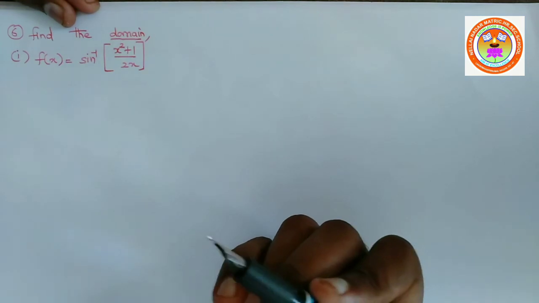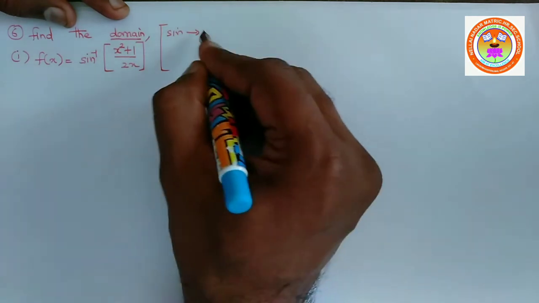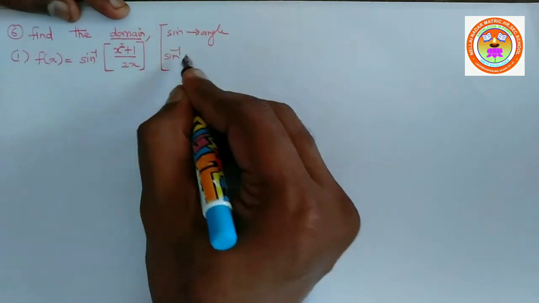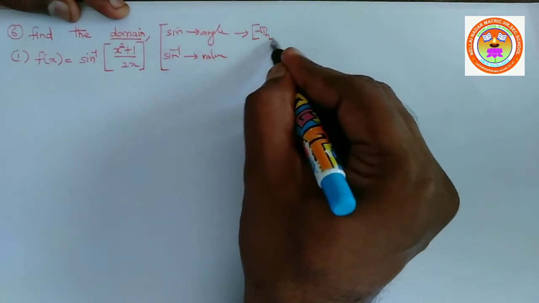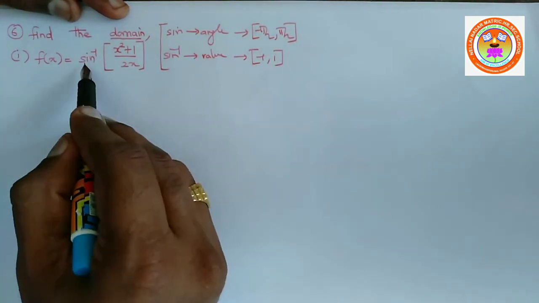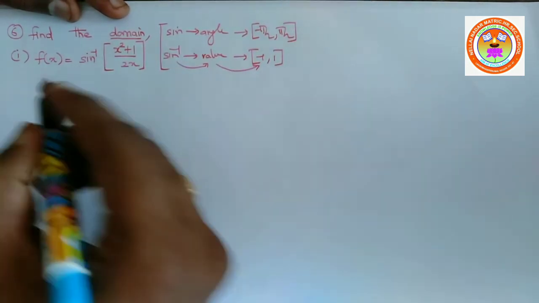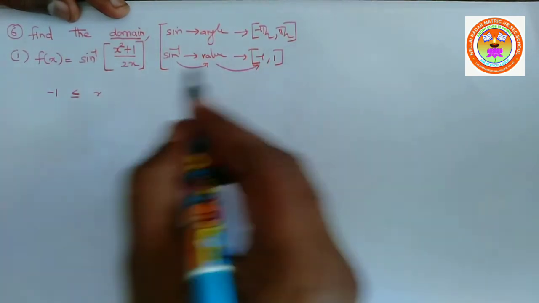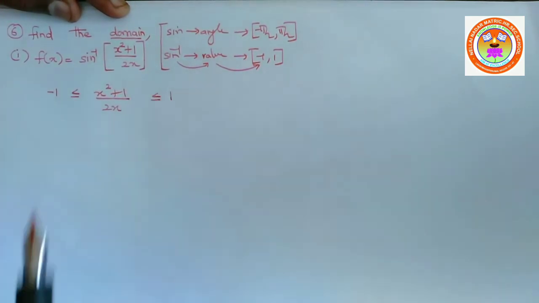Before taking x values, I need to choose always sine. Sine follows angle, and sine inverse follows value. Angle means nothing but minus pi by 2 comma pi by 2. Value is nothing but minus 1 comma 1. Since here sine inverse is present, sine inverse followed by value is nothing but minus 1 comma 1. Therefore minus 1 less than or equal to (x square plus 1) divided by 2x less than or equal to 1.